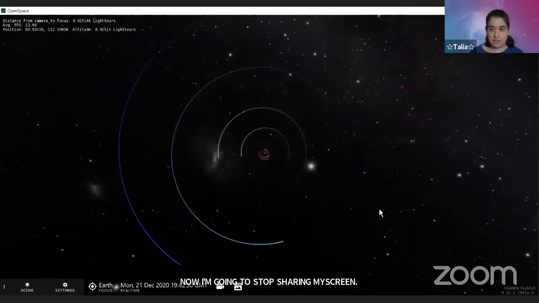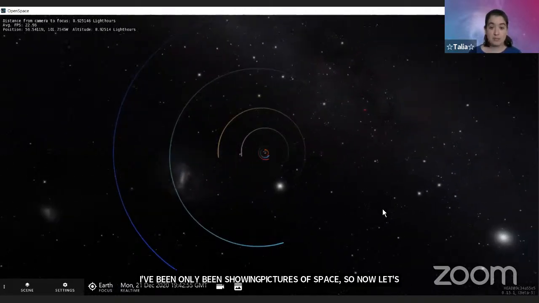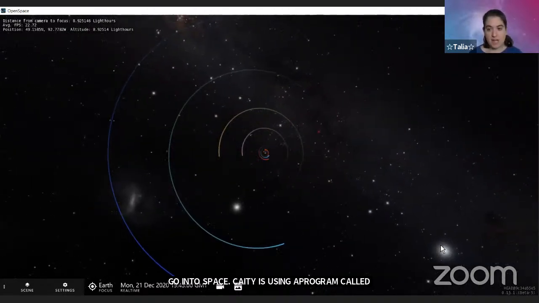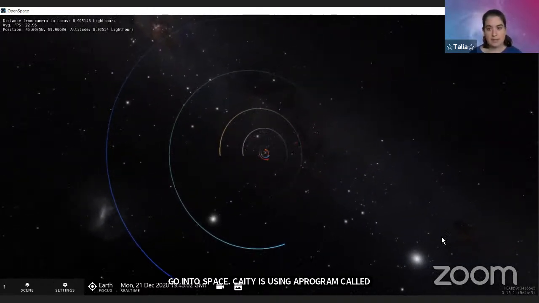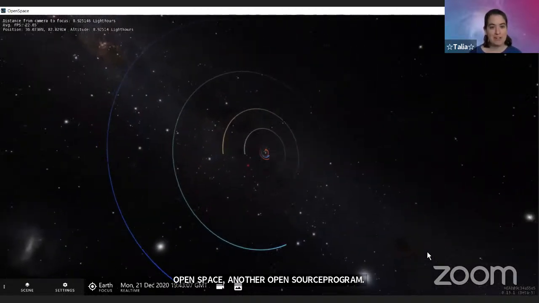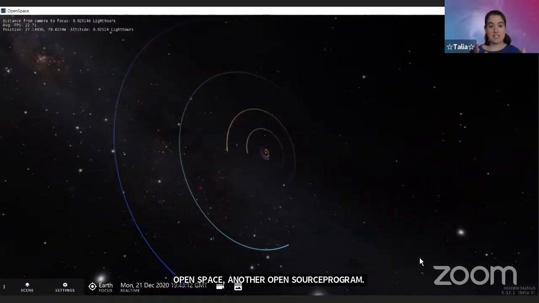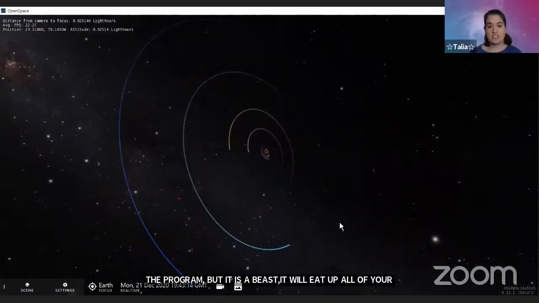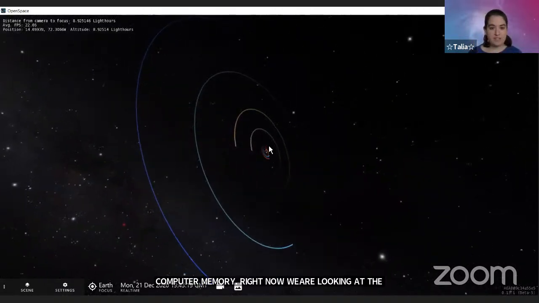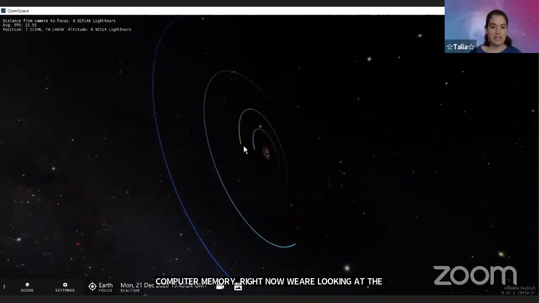So Katie is using a program called OpenSpace, which is another free open source program. This one is a little bit of a beast, I will say. You can download and use this program if you want. It is a bit of a beast. It will eat up all your computer memory. And right now she has us hanging outside the solar system. So what we're looking at here is at the very center, you've got our sun and the orbits of the four inner planets very, very close together, and then a bit more spread out, those outer planets.